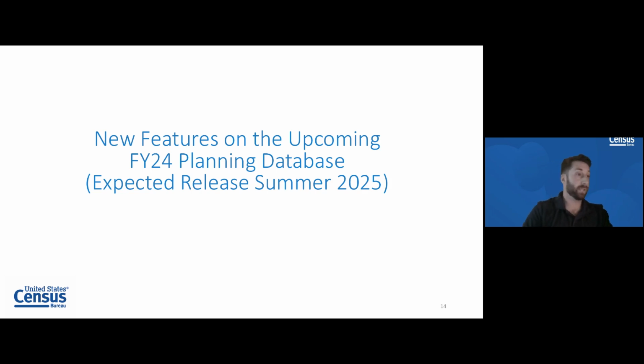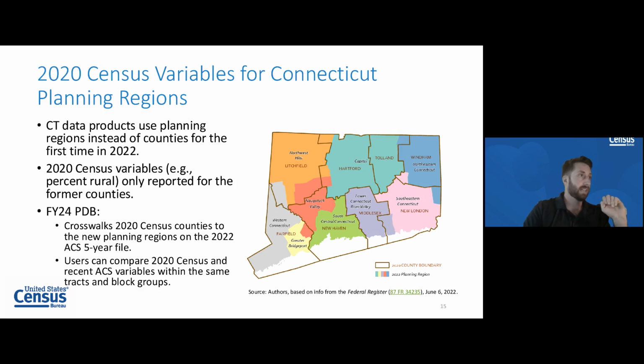All right, so that's currently available. You can download the FY23 file, but we're releasing the FY24 planning database file this summer. And that has some unique features, as mentioned before. Connecticut data products now use planning regions instead of counties for the first time.